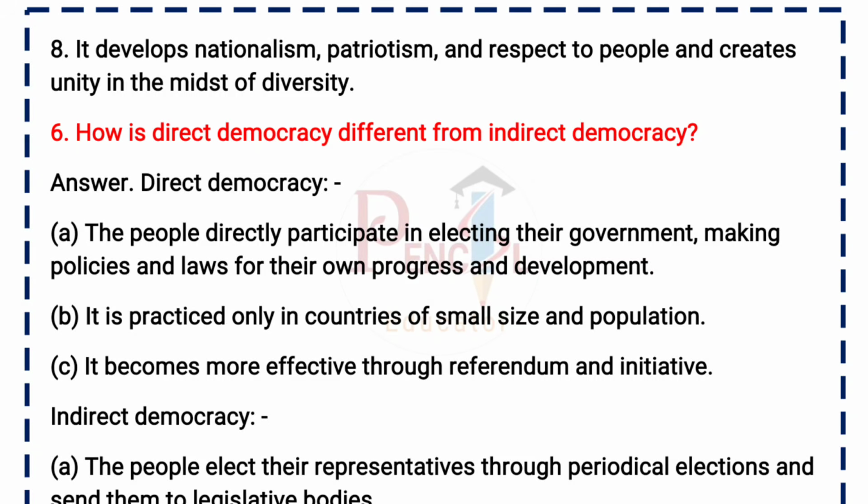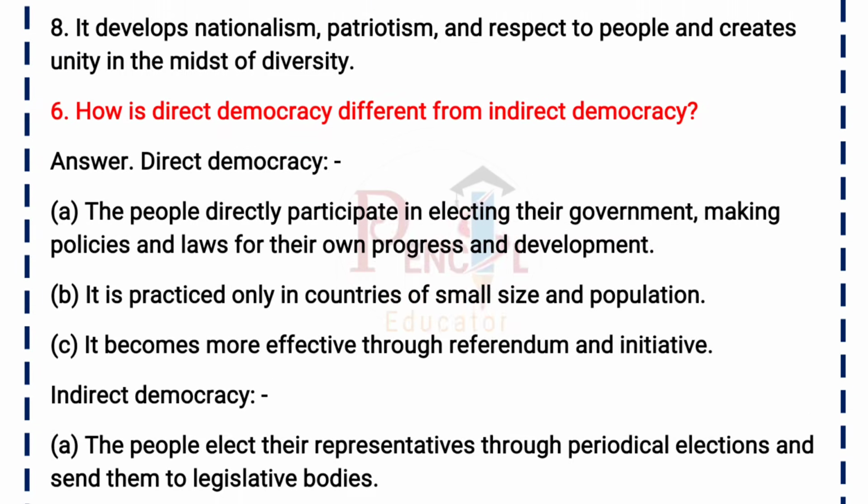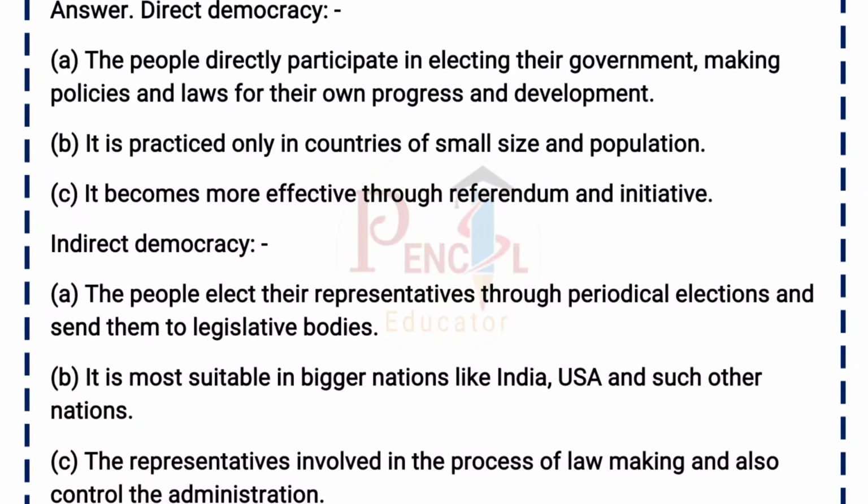6. How is direct democracy different from indirect democracy? Answer. Direct democracy. A. The people directly participate in electing their government, making policies and laws for their own progress and development. B. It is practiced only in countries of small size and population. C. It becomes more effective through referendum and initiative.